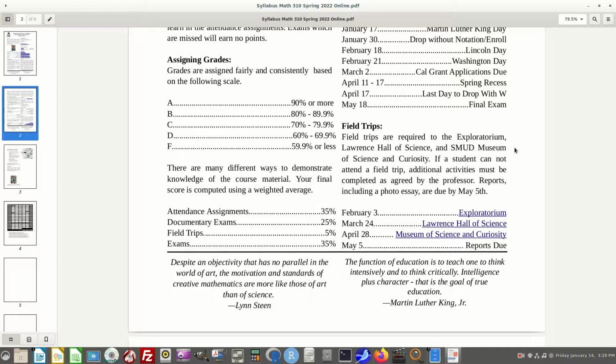Reports, which include a photo essay to make sure you were there and having fun and doing stuff and interacting with the exhibits. These are all meant to be places where you learn by doing, where you learn by seeing patterns. So perfect examples of Socratic reasoning. So the Exploratorium, Lawrence Hall of Science, and the Museum of Science and Curiosity. Then those reports are due May 5th. That's intended to be fun.